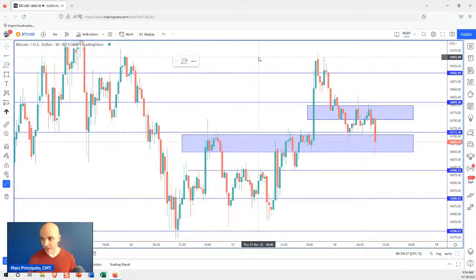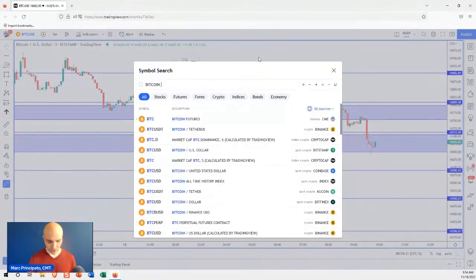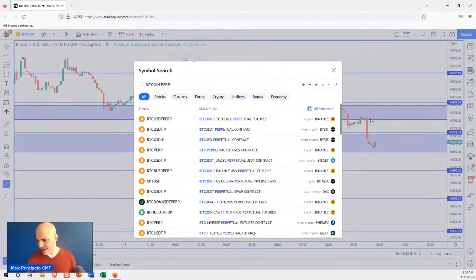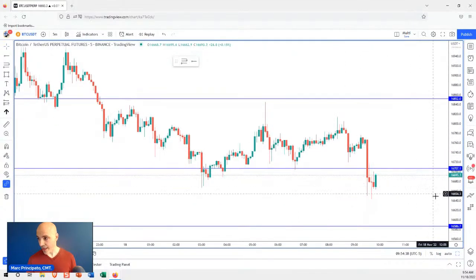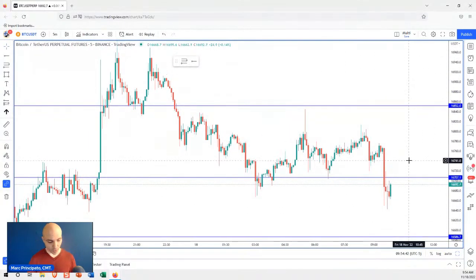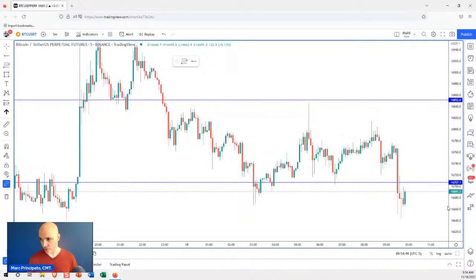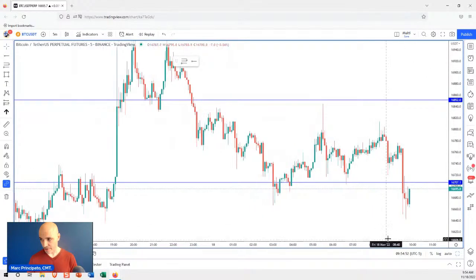Let's go to the 5-minute, and let's now change this to the perp chart. I'm just going to go to the Binance chart. I don't like Binance, by the way. I don't like them. But I'm using their perp chart. If you're working with these futures contracts, you should just use the chart from whatever exchange you're placing your trades on. But the prices should basically be the same.